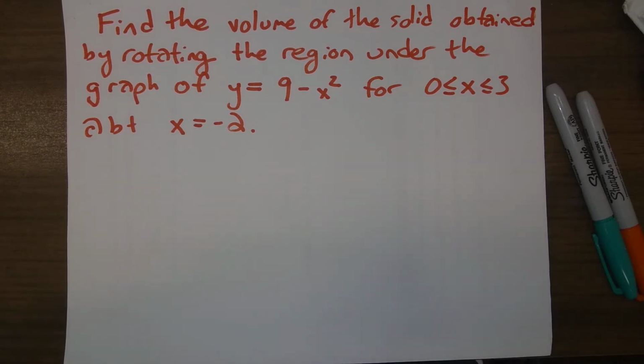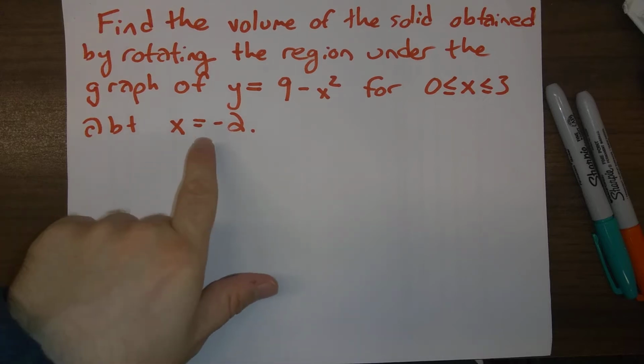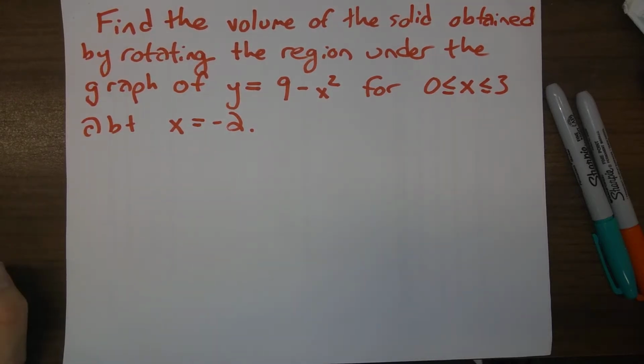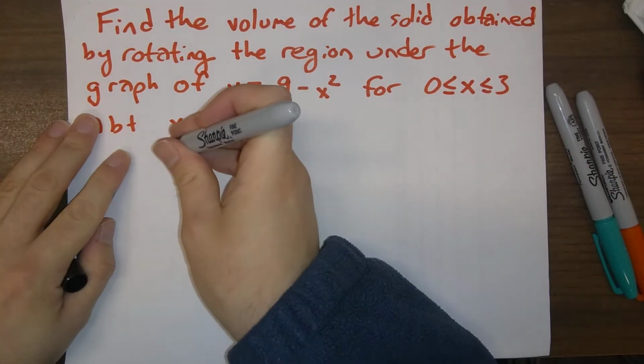Well, let's mix it up a little bit. Let's see what goes on if we switch up where we're rotating around. So find the volume of the solid obtained by rotating the region under the graph of y is equal to 9 minus x squared, x running between 0 and 3, about the line x is equal to minus 2.